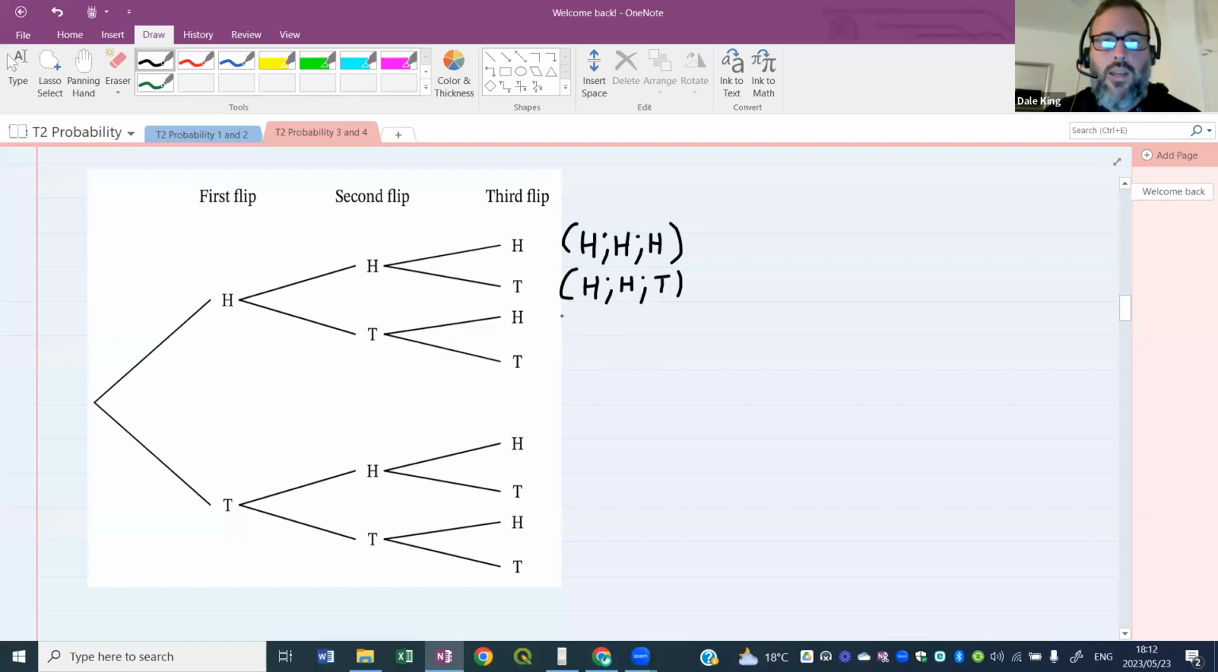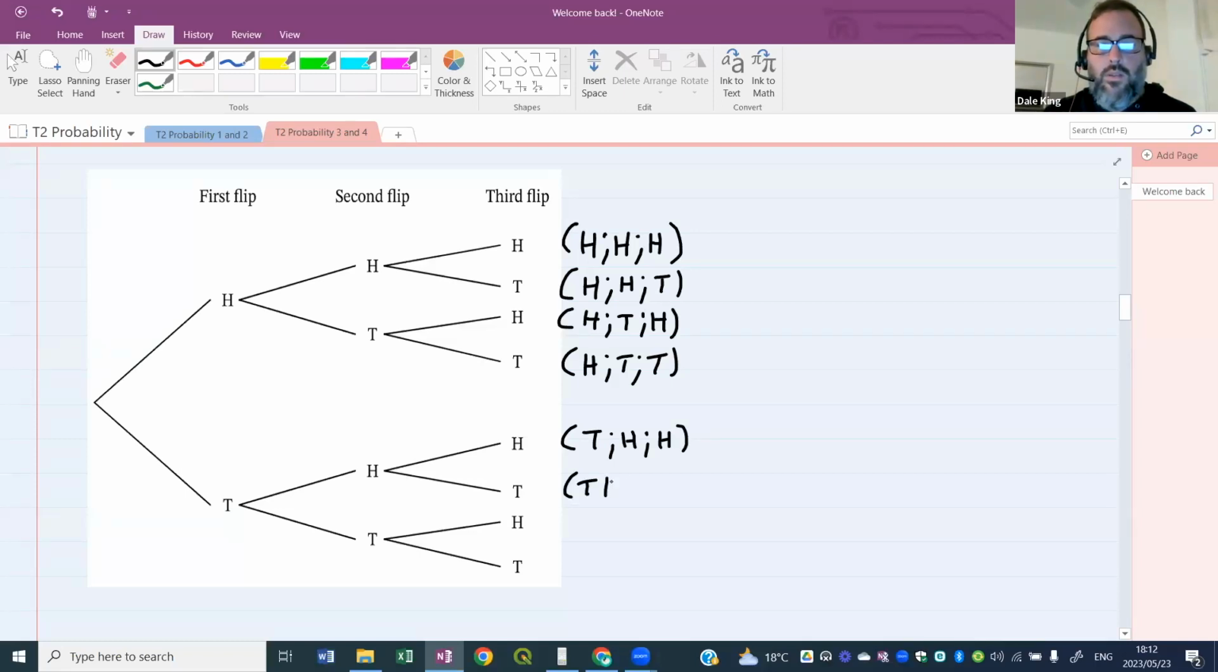That one is heads, heads, tails. The third one is heads, tails, heads. They might ask you to do this in the exam. Heads, tails, tails. Now, those are the first 4 possibilities. Now we're going to the bottom. So this is tails, heads, heads, tails, heads, tails.